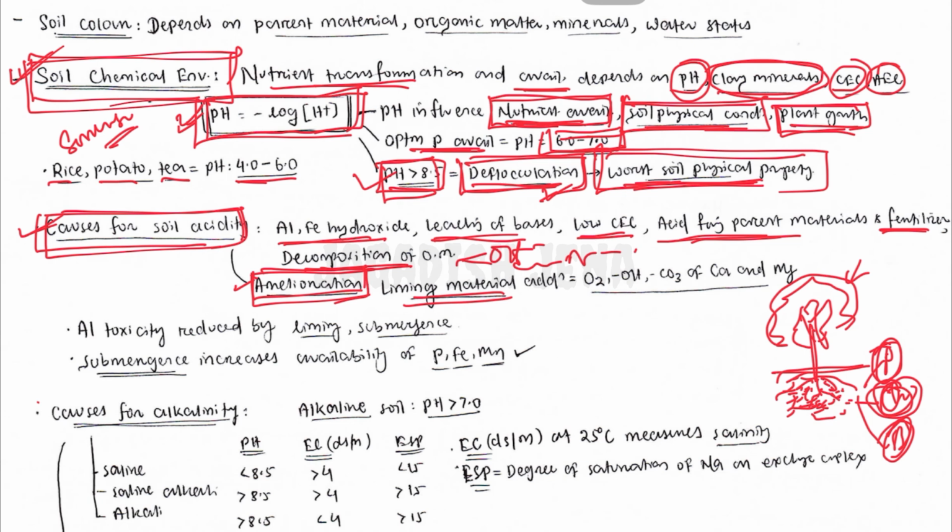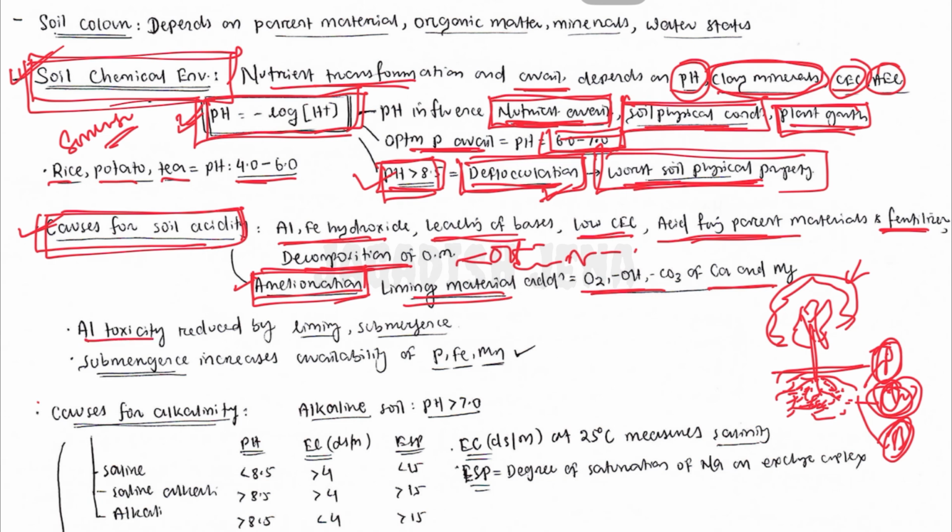So what are these liming materials? Liming materials are oxides, hydroxides, and carbonates of calcium and magnesium. Like calcium oxide, magnesium oxide, calcium hydroxide, calcium carbonate, magnesium carbonate, and dolomite. These are called liming materials. When we add liming material to the soil, it reduces soil acidity and increases soil pH.